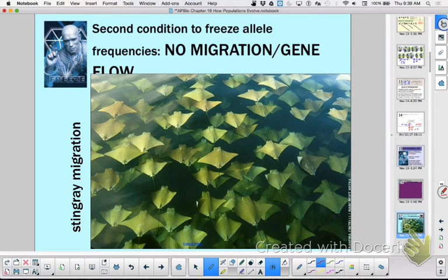Which one of the fingers was the no migration or no gene flow? Yeah, because it's pointing. You go over there, you go over there. No gene flow. Okay? And we're going to flesh these out a little bit more, but this makes sense to us, right? Mutations.